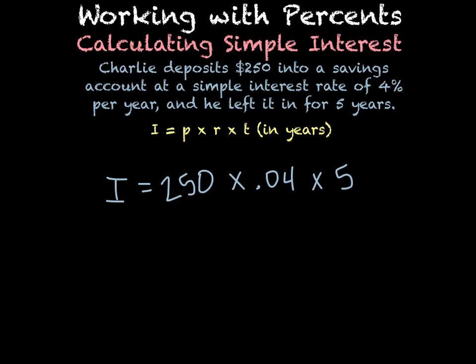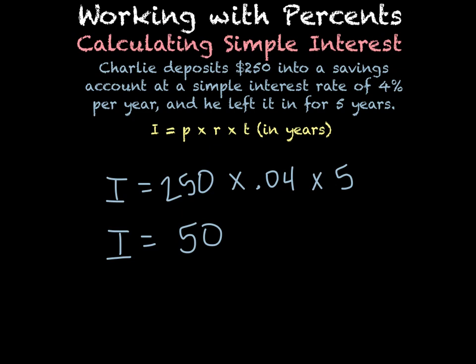And then I'm going to multiply that by 5, and I believe we end up getting our interest of 50. And that represents $50. Good. And that's our simple interest. So that 50 represents our interest, the amount of money we made on that.